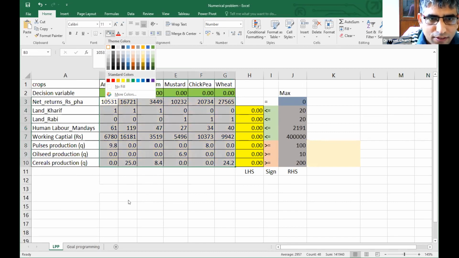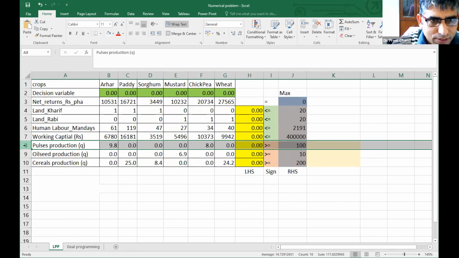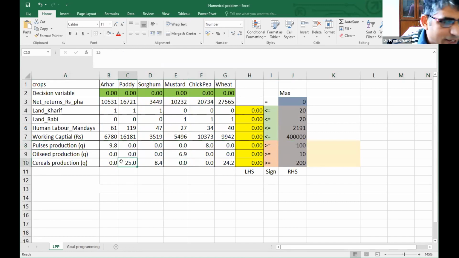9.8 quintal is the yield of Arhar. It is giving pulses, so I have written it against the pulses production row. Paddy, cereal, 25 quintal per hectare. Sorghum 8.4, cereal. Then mustard, oilseed, 6.9 quintal per hectare. Chickpea 8 quintal per hectare, and wheat 24.2 quintal per hectare. I have just put these in the form of coefficients.